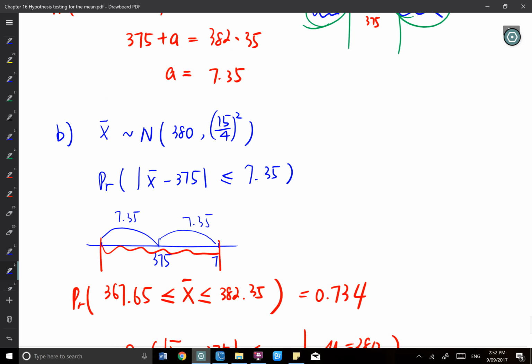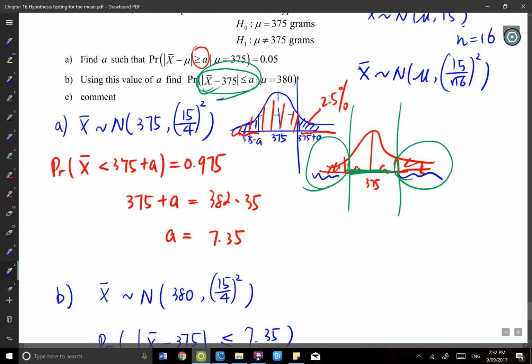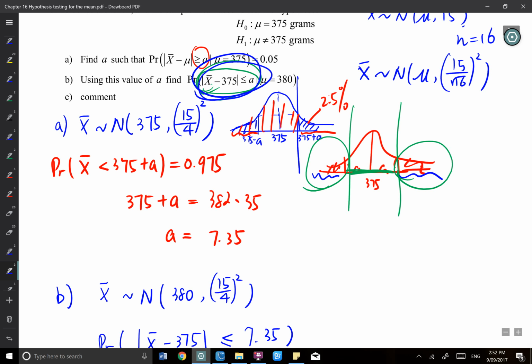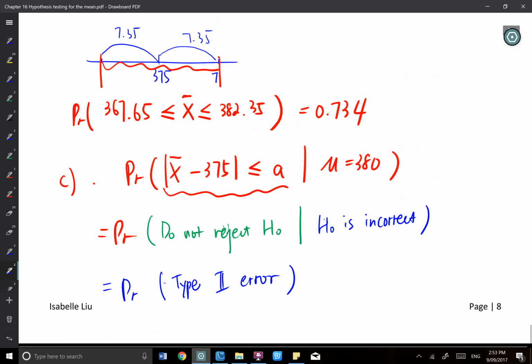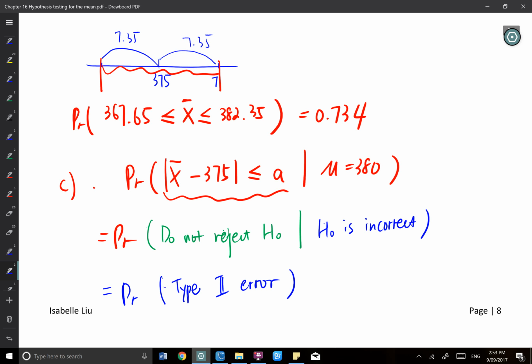But by the notation here, we should see that the decision is we do not reject it because it's less than A. We only reject it when it's greater than A. So we do not reject it. If we do not reject it, and also you know that it's not correct, then that's a type 2 error. So I'm calculating the probability of a type 2 error, and that's 73.4%. Alright, okay.